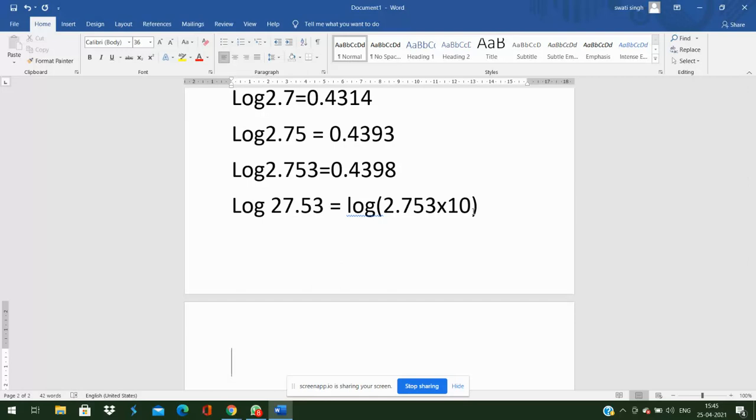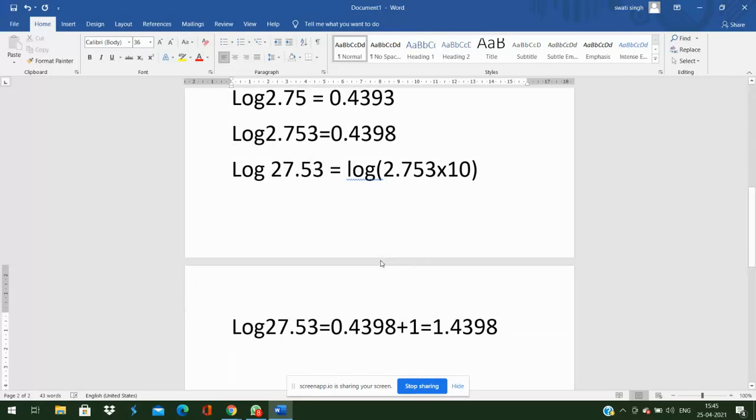It will be equal to log 27.53, which is, first of all, for log 2.753, 0.4398, and for log 10 to the power 1 it will be 1. So the answer is 1.4398. Now if we take a value where there are 3 digits before the decimal, it's very easy to understand.